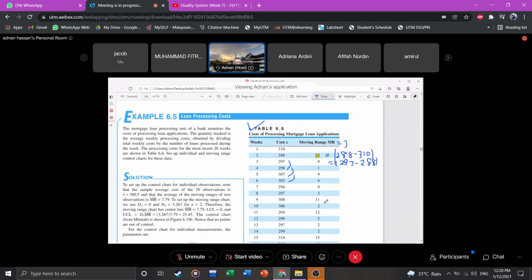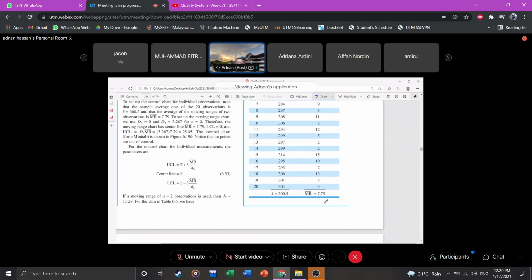Right? So finally, we get the summation of x bar, which is the summation of all the observed data here. Okay, from the beginning, we get x bar with the average of these 20 numbers. So we get 300.5. MR is the average. This is the average of MR, 7.79.